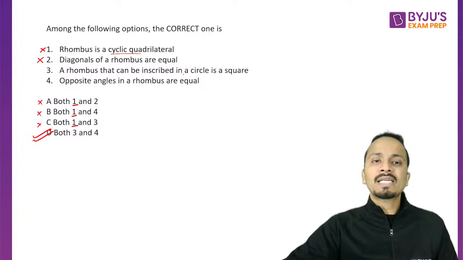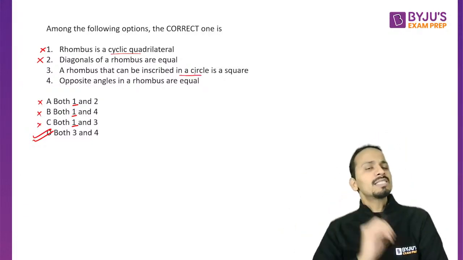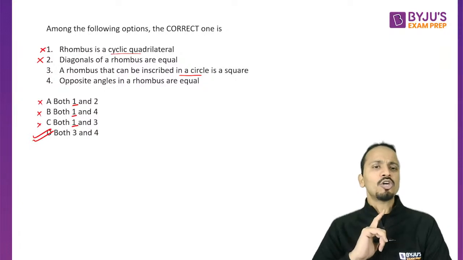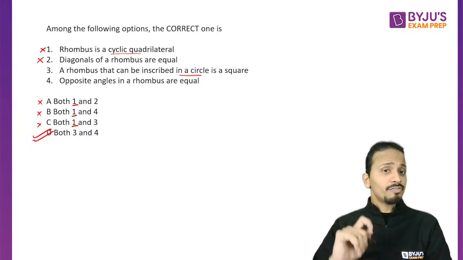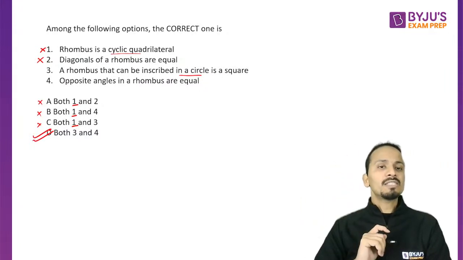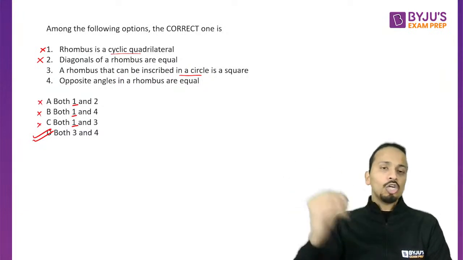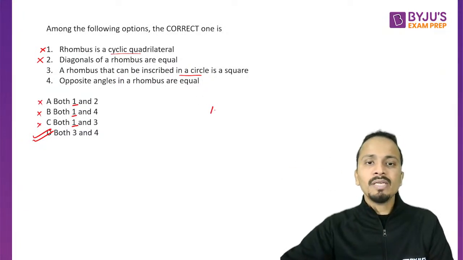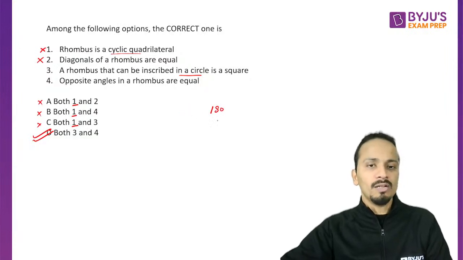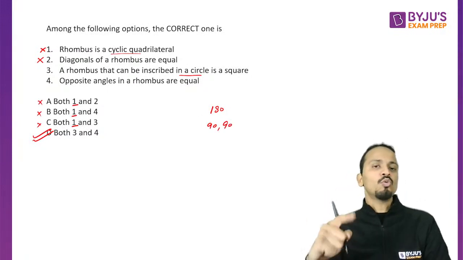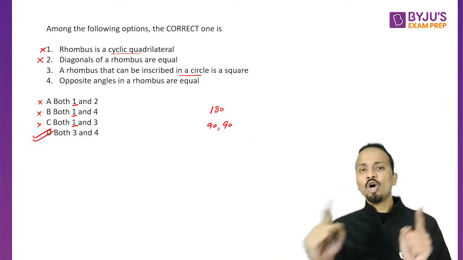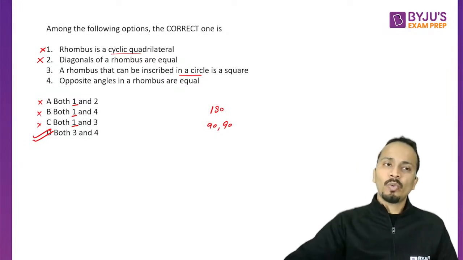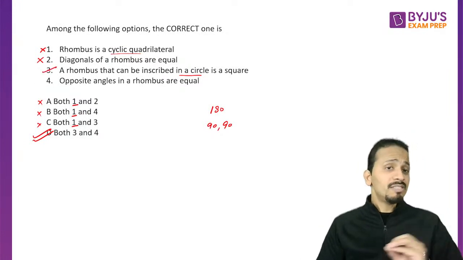A rhombus that can be inscribed in a circle. So if a rhombus is inscribed in a circle, understand the properties of a rhombus. In a rhombus, opposite angles are always equal. Now, if this is inscribed in a circle, that means it is a cyclic quadrilateral. So sum of opposite angles will be 180. So sum is 180 and both the angles are equal. So that means each of these angles will become 90. And this rhombus will be a quadrilateral having all 4 angles as 90. So rhombus having all interior angles 90 will become a square. So yes, statement 3 is correct.